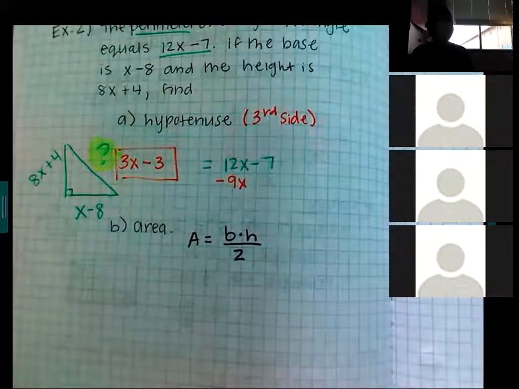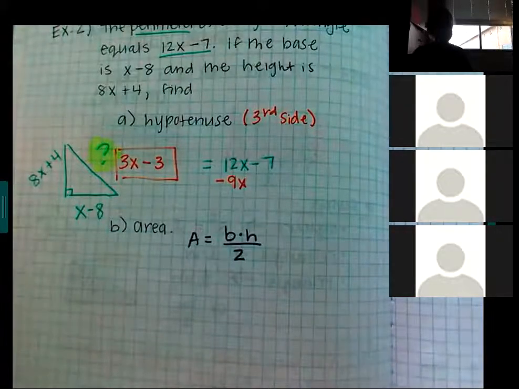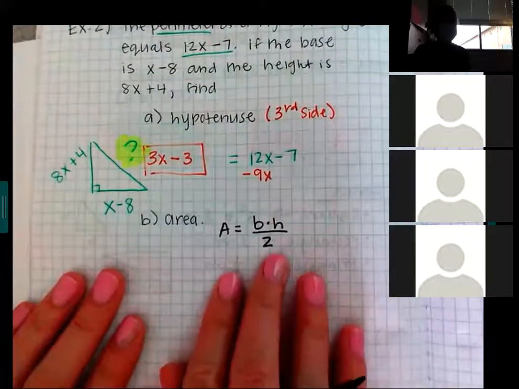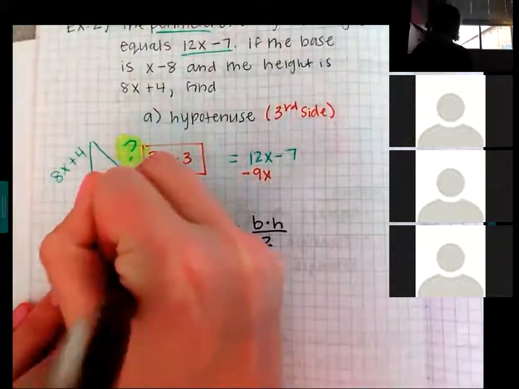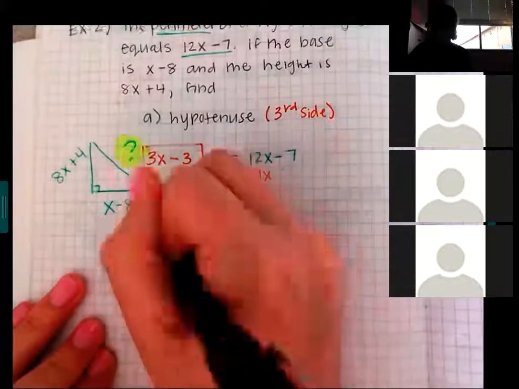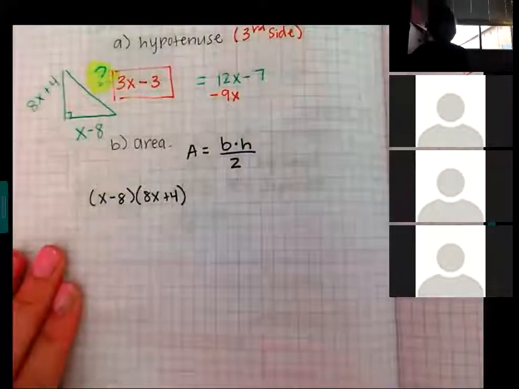So first thing we got to do is base times height. Look at your picture. This is why we drew a picture. How am I going to do the base times height? Can y'all tell me what the base is? There we go. X minus 8. Can y'all tell me what the height is? Good. 8x plus 4. How do you multiply those?